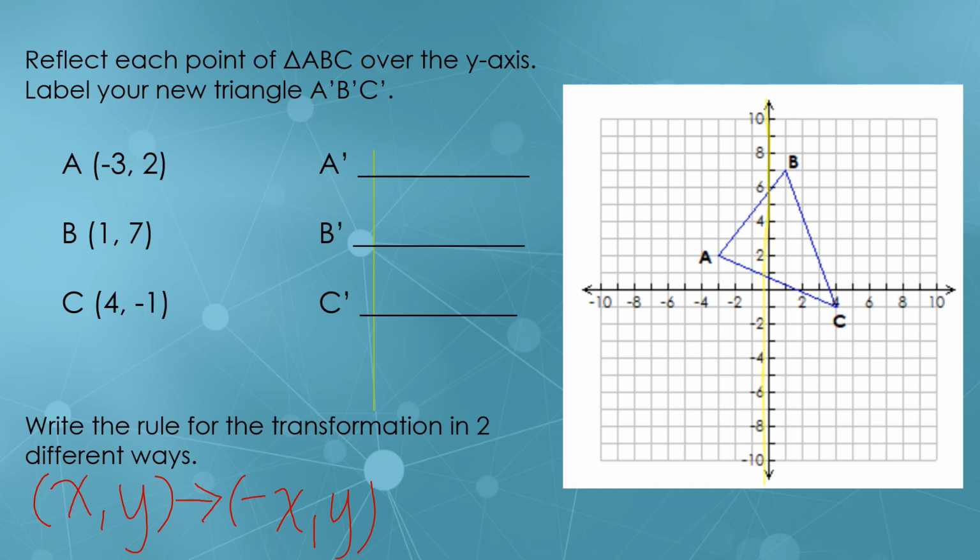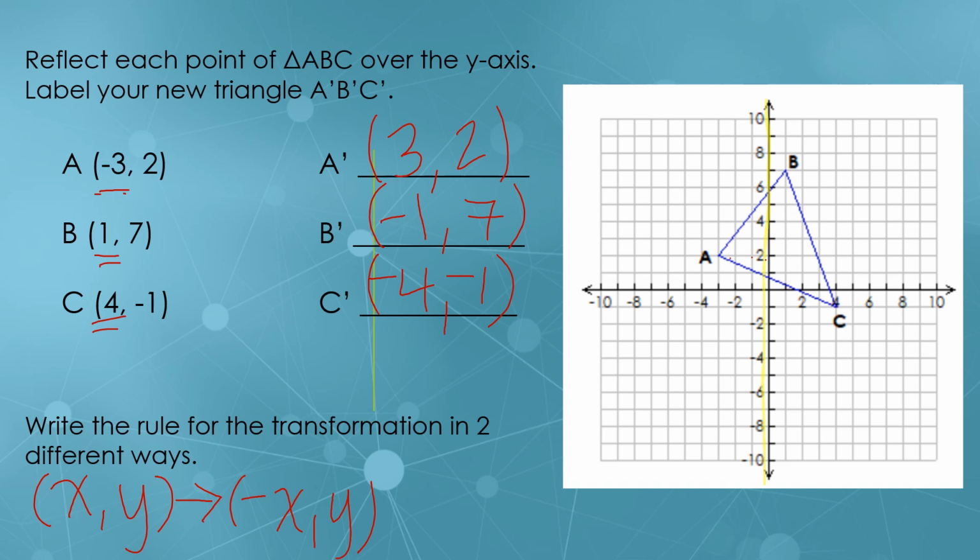So in A, the x coordinate is -3. It's going to become +3. And the y coordinate, it just says y, so that means it stays the same. For B prime, the x coordinate is 1. It's going to become the opposite, but the y coordinate stays the same. For C, the x coordinate is 4. It becomes the opposite, but the y coordinate stays the same. Okay, so that's one way to do it. The other option would be to count A.